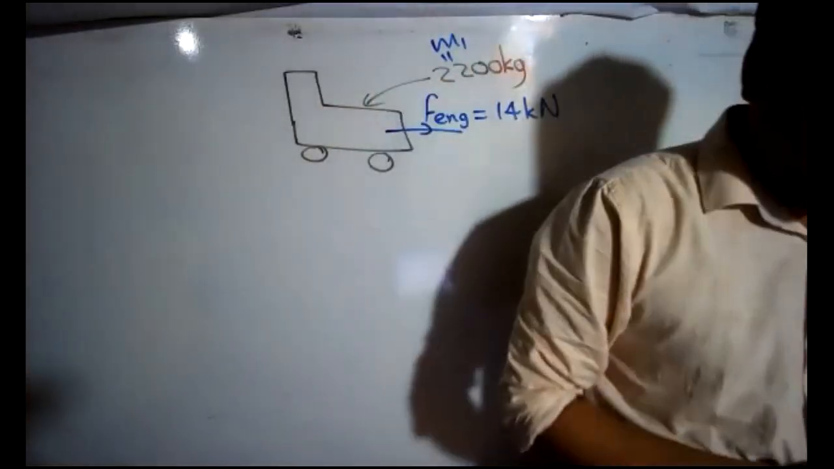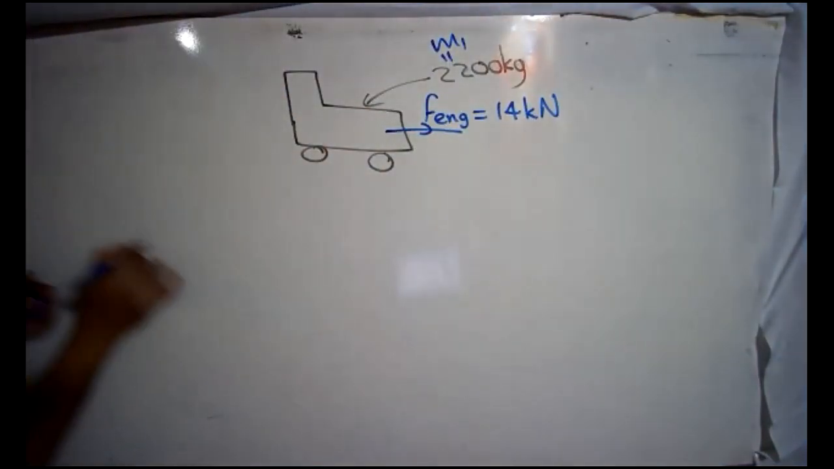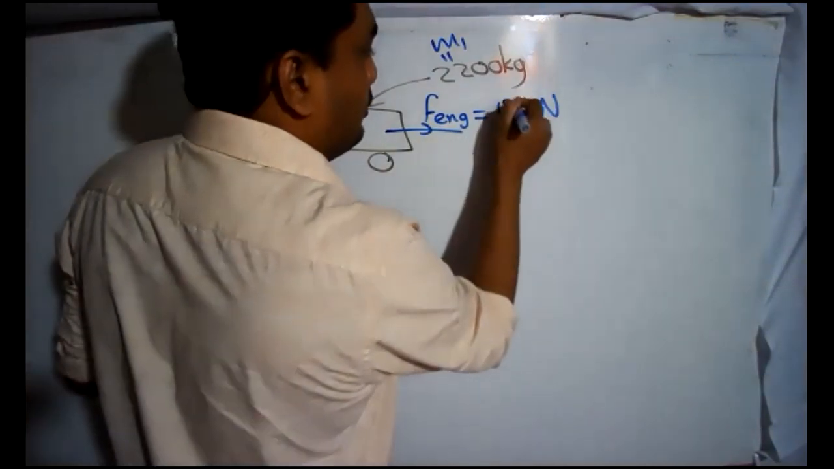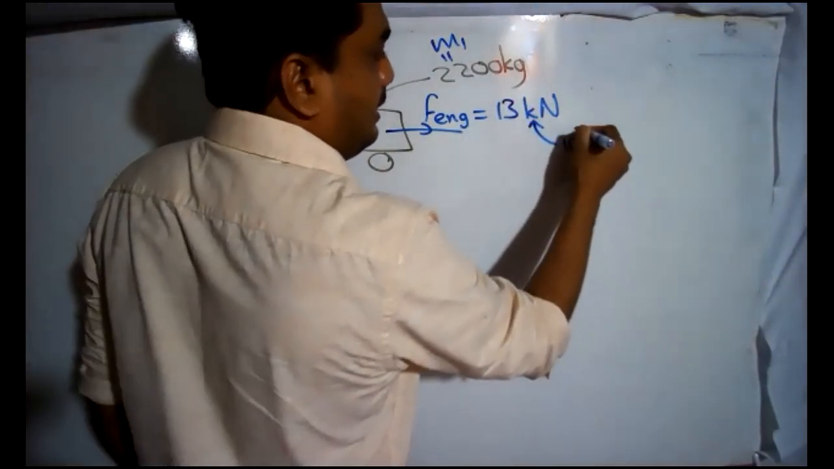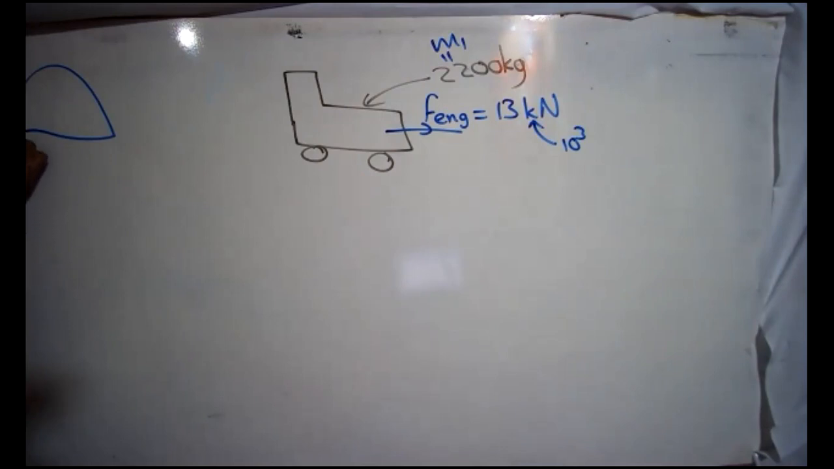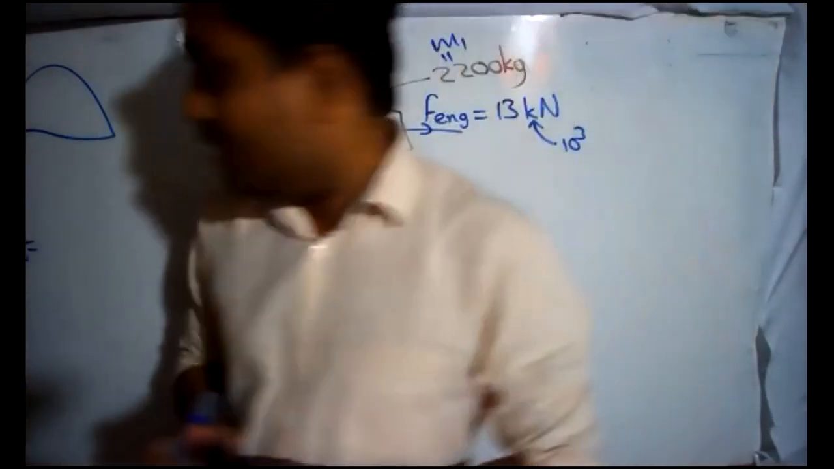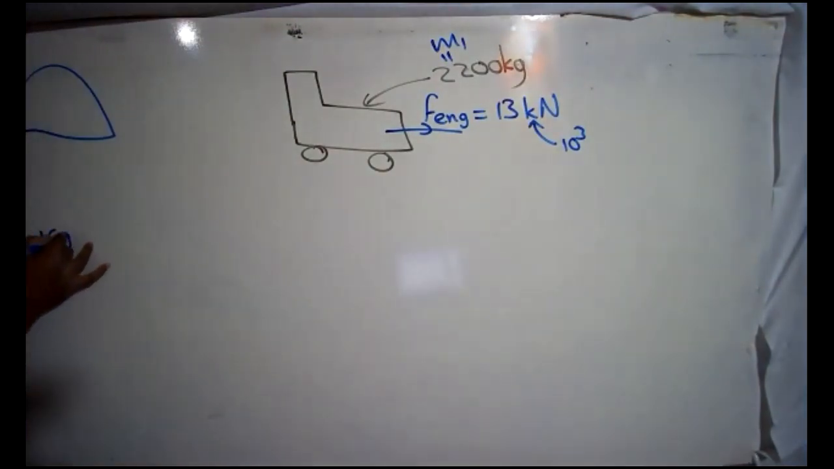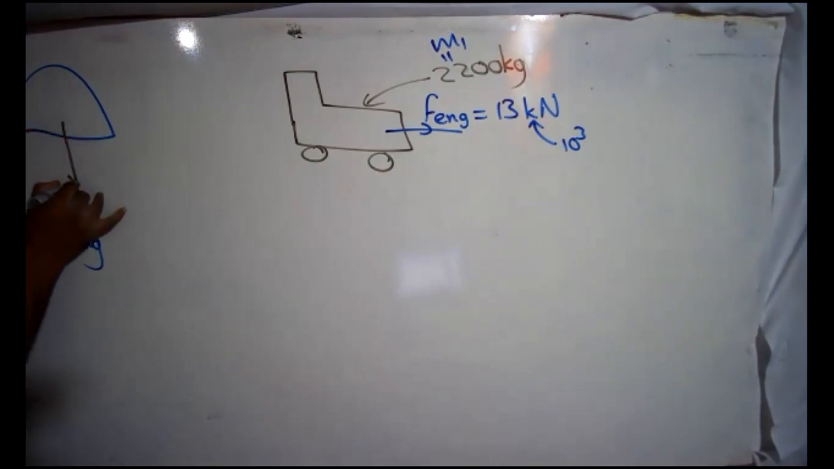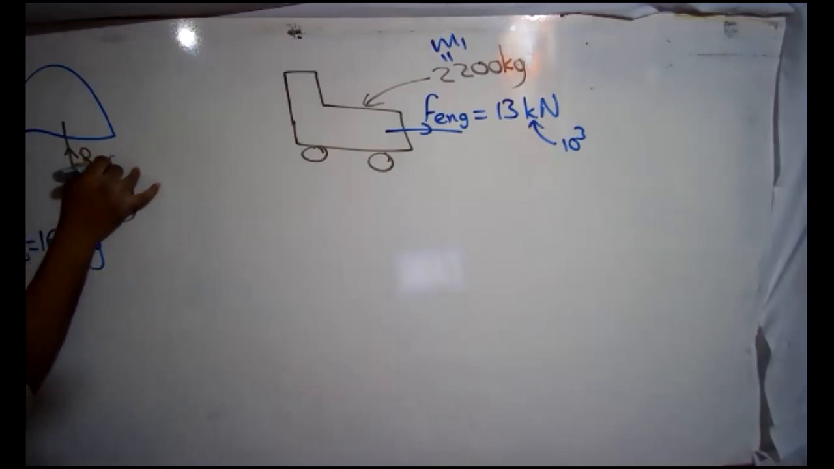Kilo means 10 to the power 3. Mass of the stone? 1600 kilograms, sir. 1600 kilograms. Weight of the stone is acting downward as M3 times G. The normal reaction force is acting as R3 newtons.